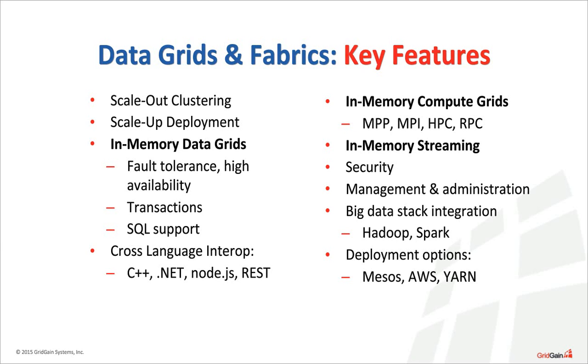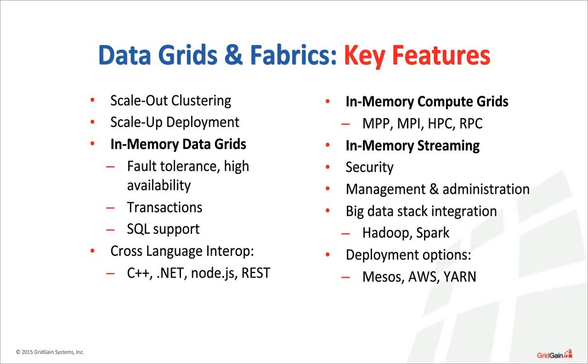If you're on the compute side of things, look at the ways of supporting all these different abbreviations, MPP type of processing and MPI, which is message passing interface. Look at HPC and RPC type of processing as well. In-memory streaming: if you're looking for this use case, look at what in-memory streaming capabilities exist. Typically, we'll find that only in an in-memory data fabric.